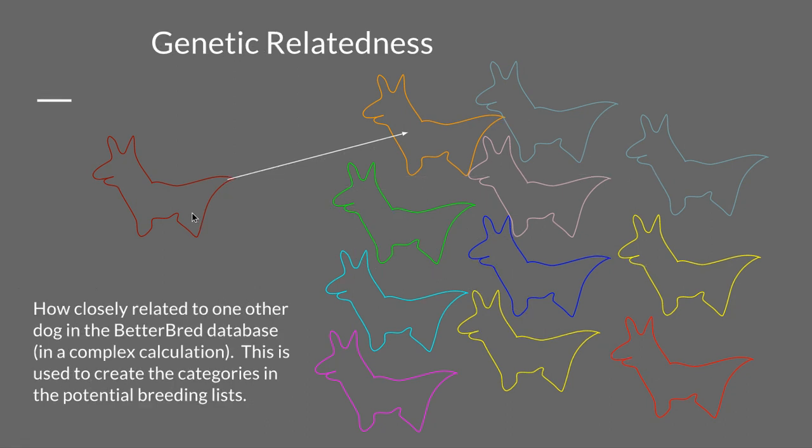Genetic relatedness, however, is just how closely related your dog, which is not a llama, is to one other dog in the Betterbread database. Again, it's a complex calculation. This is used to create the categories and the potential breeding lists.